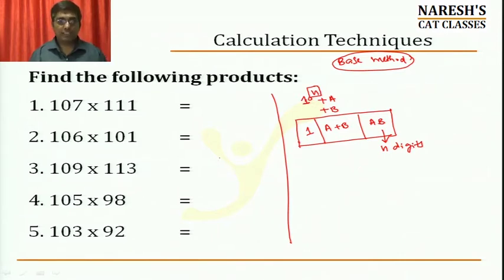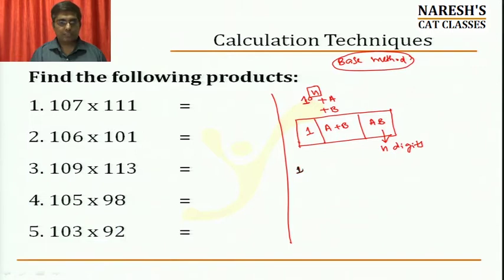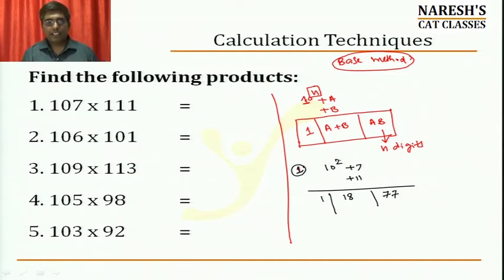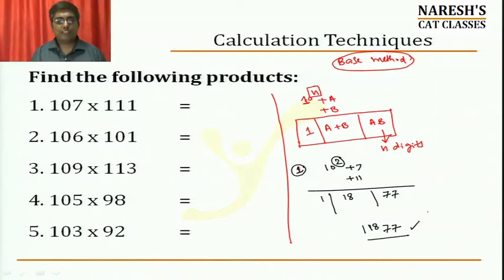Let me give an example and probably it will become easy. Let me do question number 1. It will become 10 square plus 7, and 10 square plus 11. Automatically, 1, a plus b: 7 plus 11 is 18, and 7 into 11 is 77. Here the base is 10 square, so the number of digits in each term should be 2. So 77 can be written as it is, 18 can be written as it is, and 1 can be written as 01. In the first term, it doesn't matter whether I write 1 or 01. Hence, it has to be 11877. Very simple. That's the beauty.